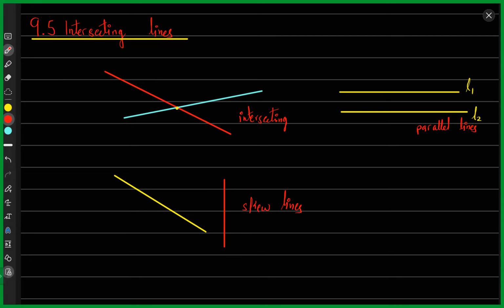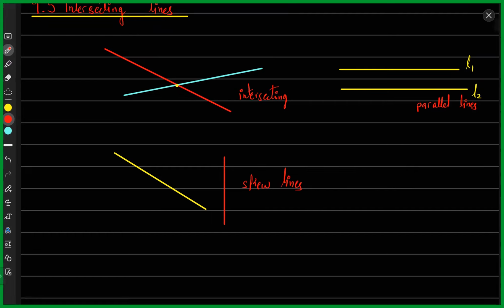Okay, so this is something that we need to understand. Now the important part is to talk about the intersection point, or to check whether two lines are intersecting or not. So we will discuss that using some examples. Let's talk about example number 1.